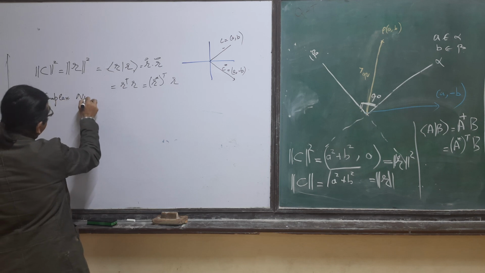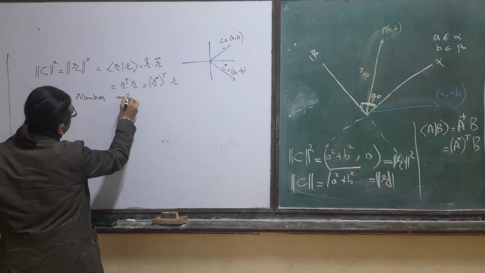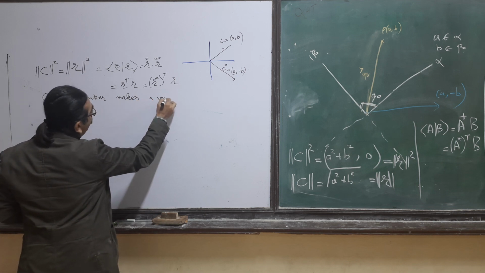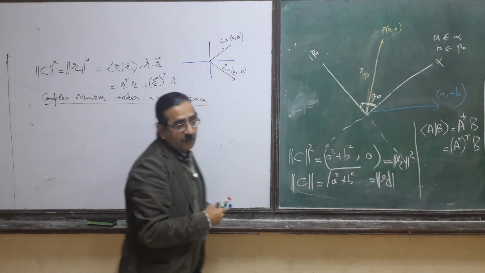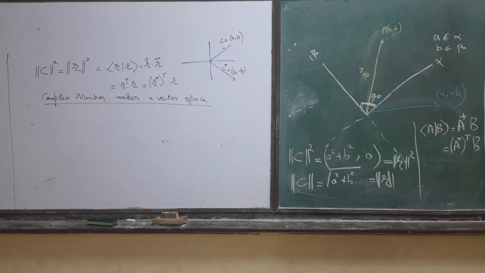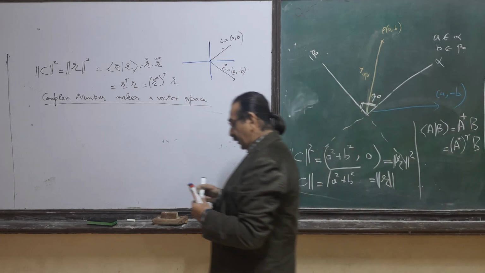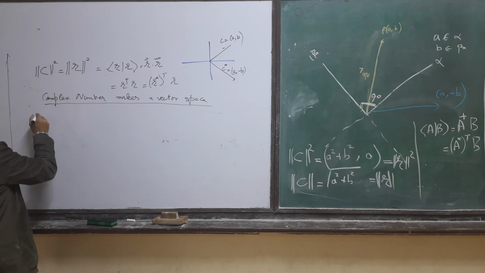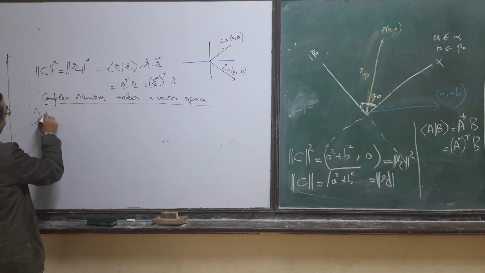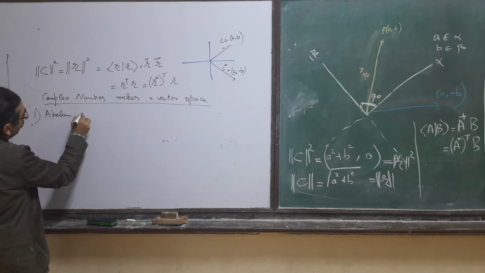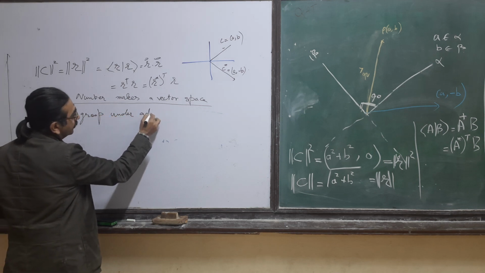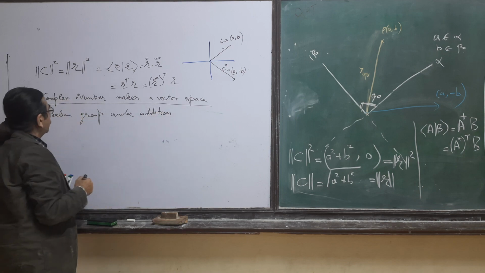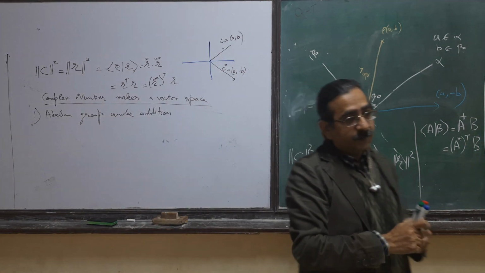Complex numbers make a vector space. We know that the complex number is treated as a vector space. It holds a group under addition. They make an abelian group under addition.